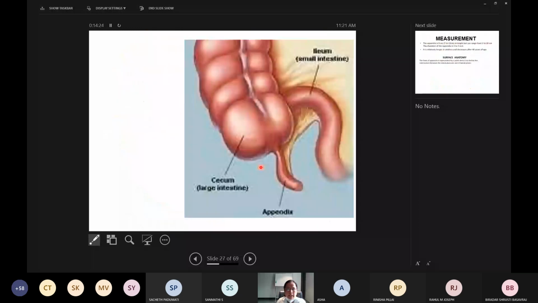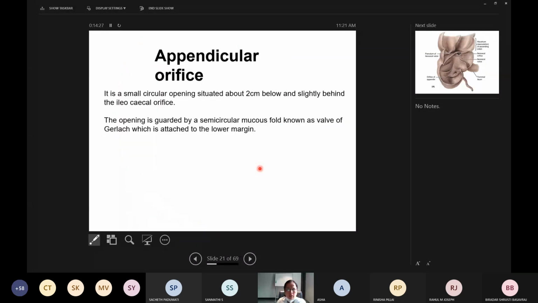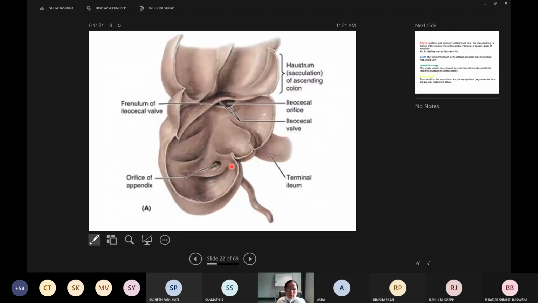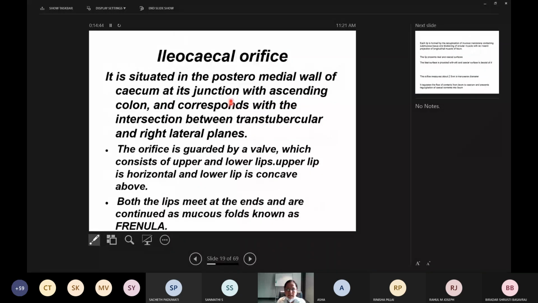Now when you see the interior of the cecum, there are 2 features. So what will be the openings in the cecum? One, you have the ileocecal orifice, and the other one is the appendicular orifice. So this is the ileocecal orifice. Where is this ileocecal orifice situated? It is situated in the posteromedial wall of the cecum at its junction with the ascending colon, and it corresponds with the intersection between the transtubercular and the right lateral planes.